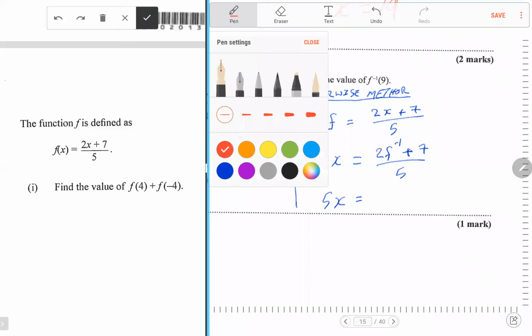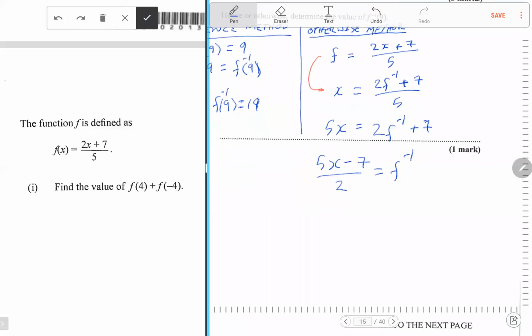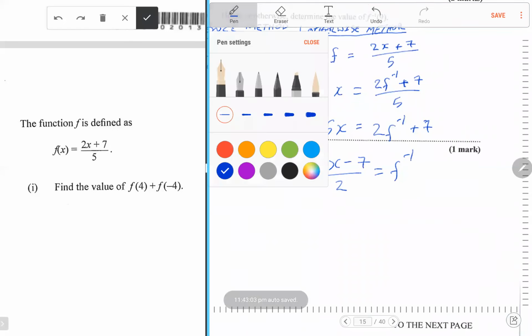Right, so back to the blue. So the 5x will be equal to 2 times f to the minus 1 plus 7. Alright, and you take away the 7 and divide by the 2. You're going to get (5x minus 7) over 2 equals f to the minus 1. Do I agree with that? Yes, sir. And you can put back your of x now, right?